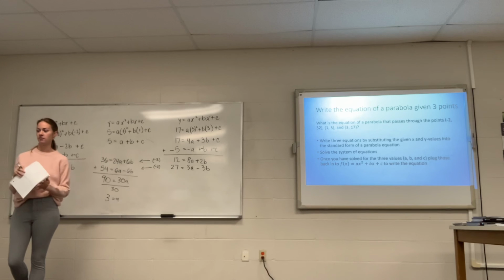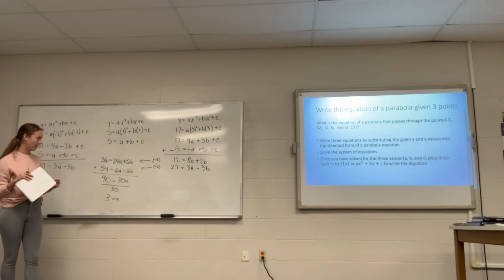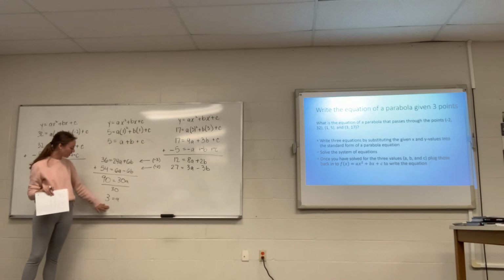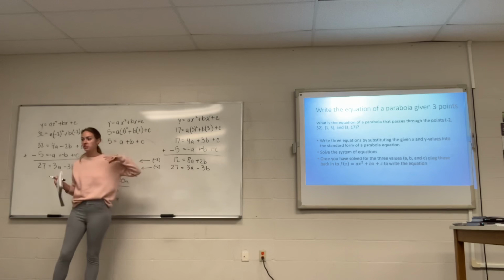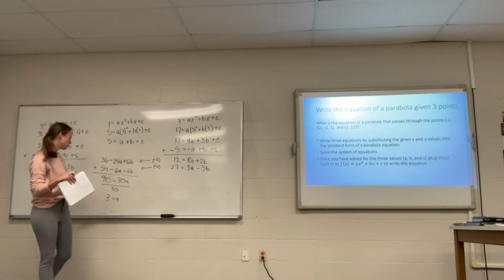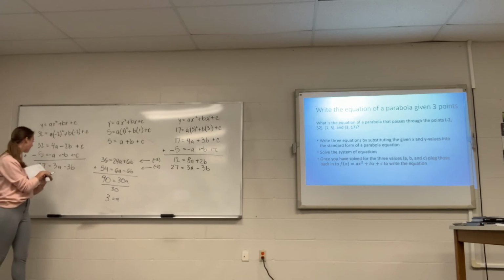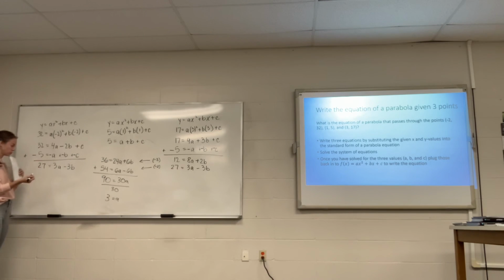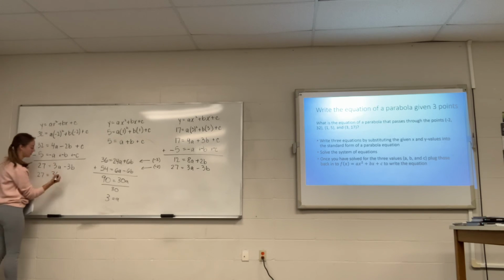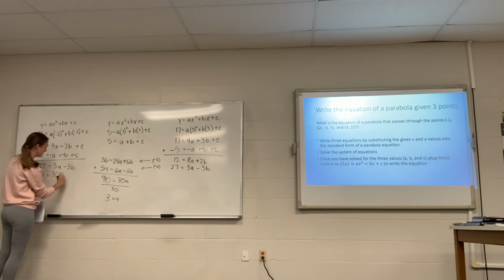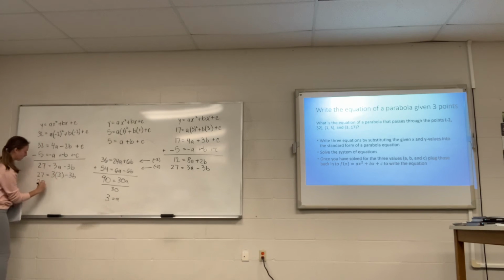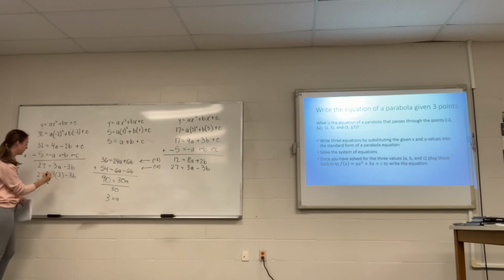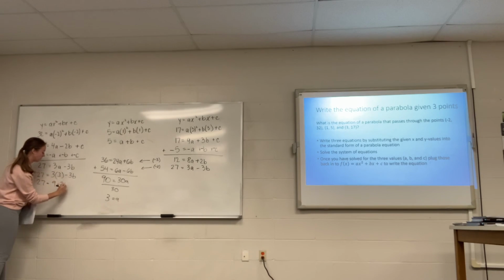Everyone with me so far? Okay. So once I have that number, I can plug it back into one or the other of my equations that just has the a and the b so that we can solve for b. So let's go ahead and put it in. I just have room over here, so let's do it over here. I have 27 is equal to 3 times my a, which is 3, minus 3b. Okay, so 27 is equal to 3 times 3, which gives me 9, minus 3b.